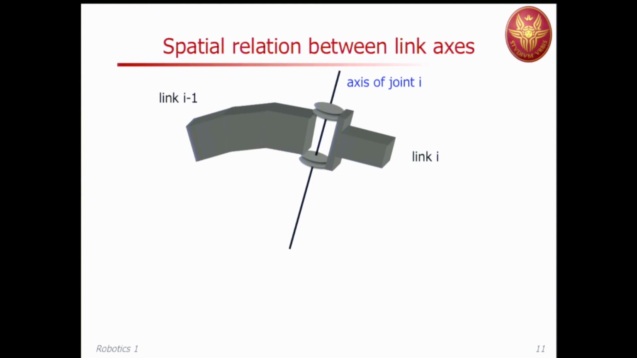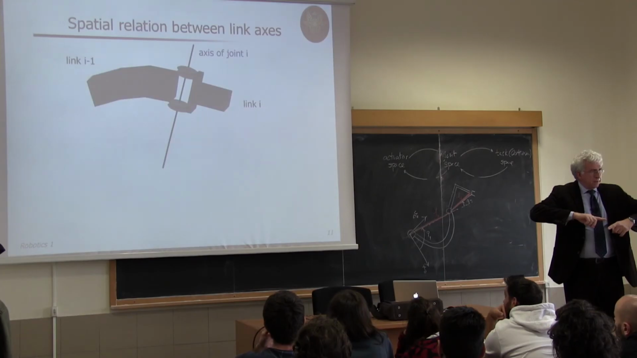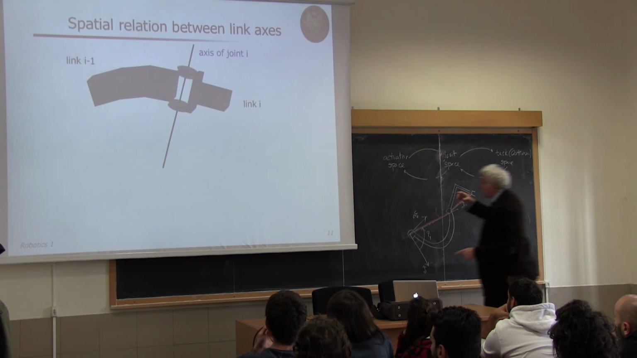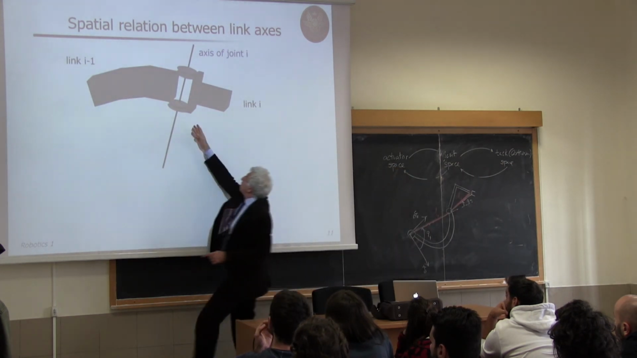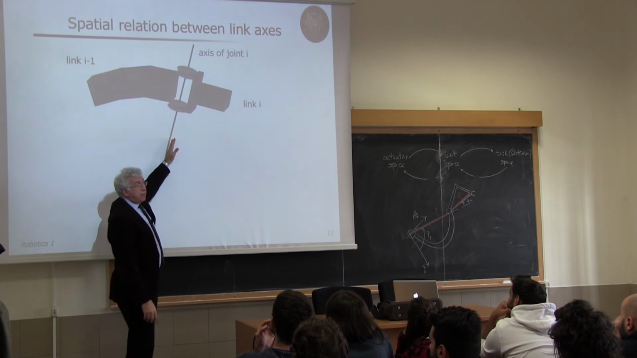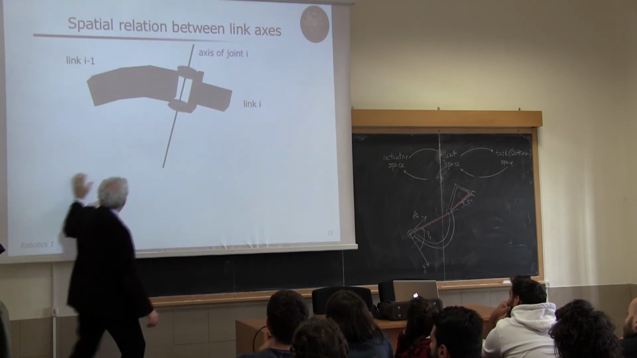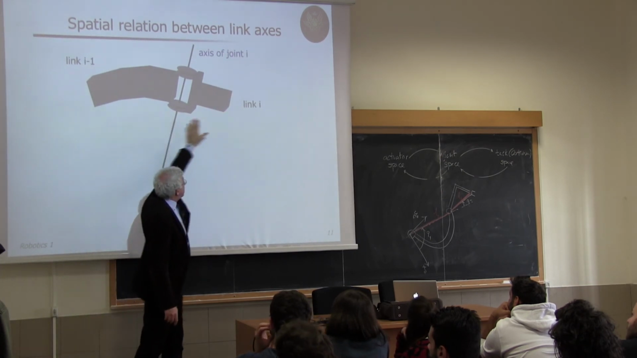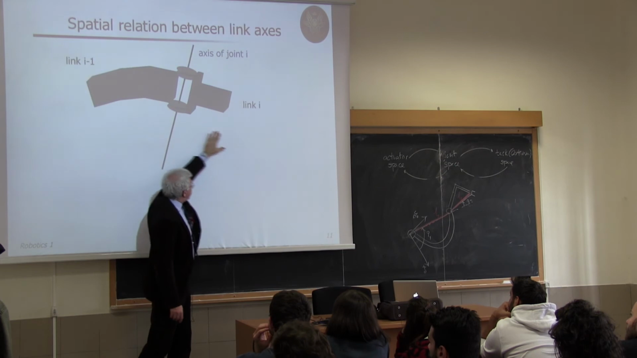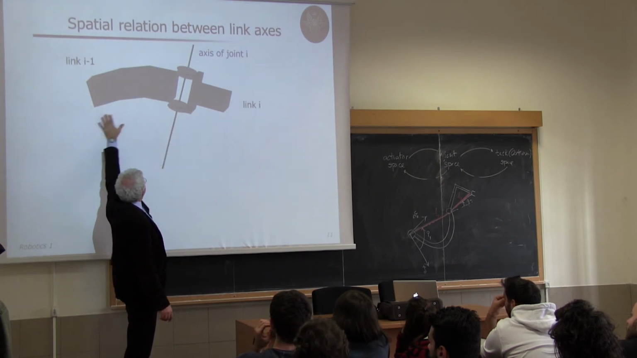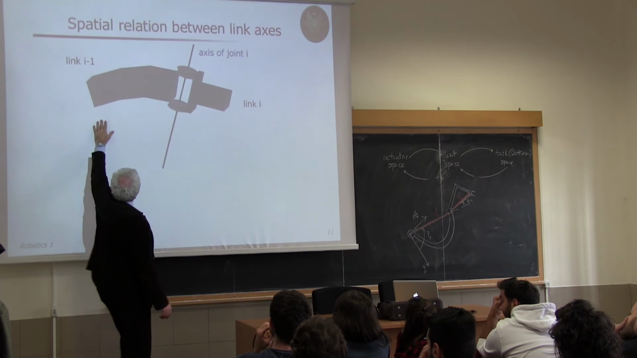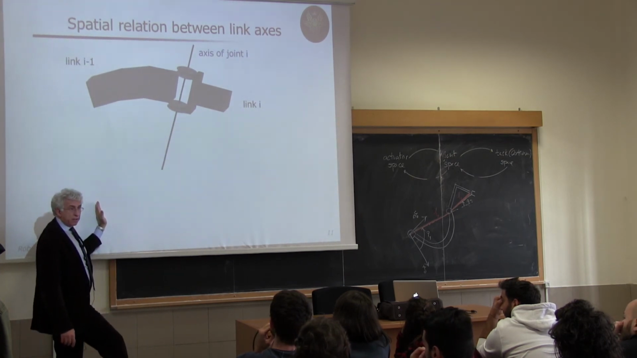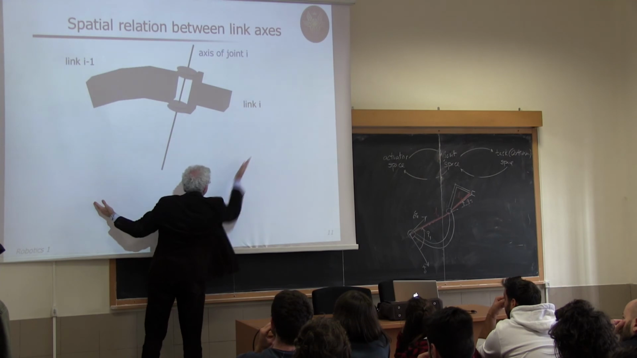So, and now we do the dual things, not for joint axis, but for link axis. So we have a joint axis I. What follows, the base of the robot is somewhere here. So we are coming here, so joint I following link I. And before joint I, we have link I minus 1. And before link I minus 1, we have joint I minus 1. And after link I, we have joint I plus 1.